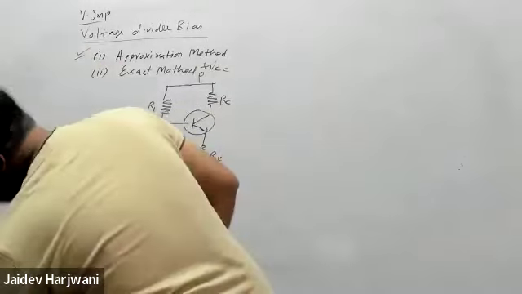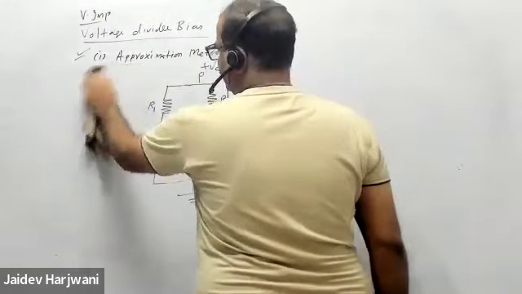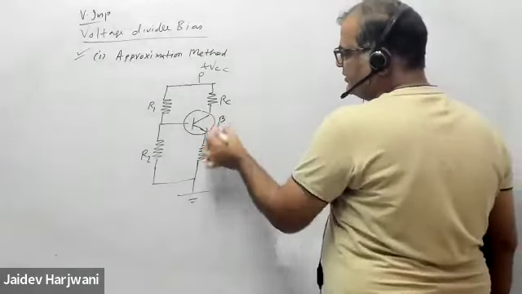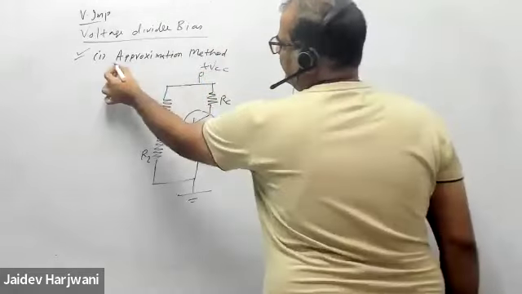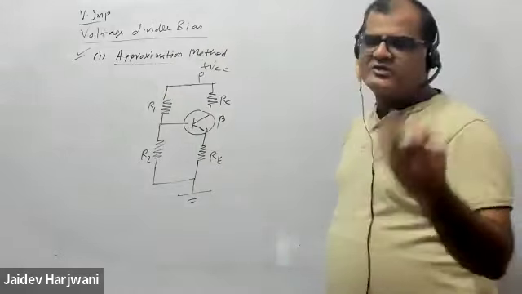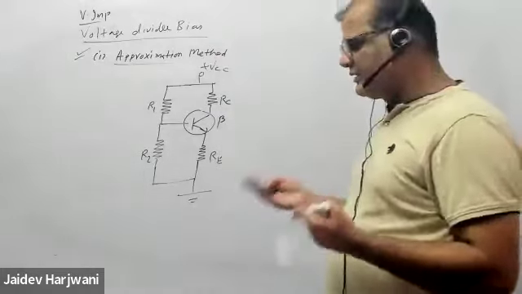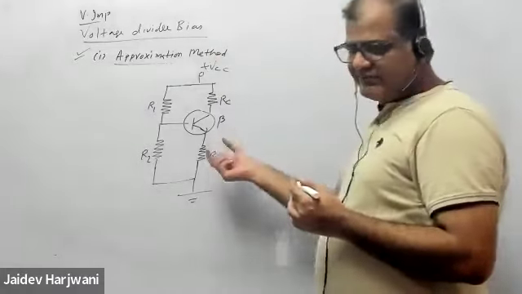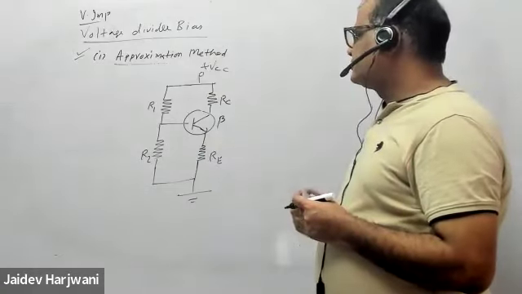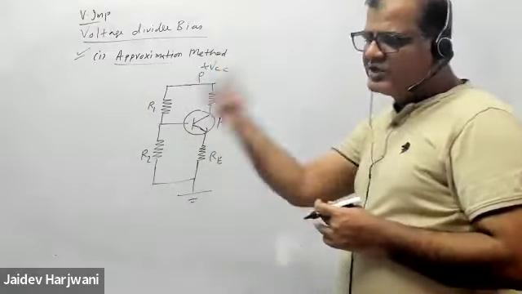Now it is a very easy method, and you will see this method does not have a beta dependence. Suppose the beta value is also given, you can still apply this approximation method. Its values will be only approximate, but they will always be close to the actual values. You can apply this method always.